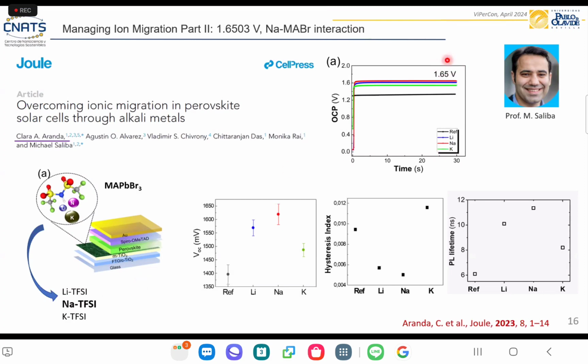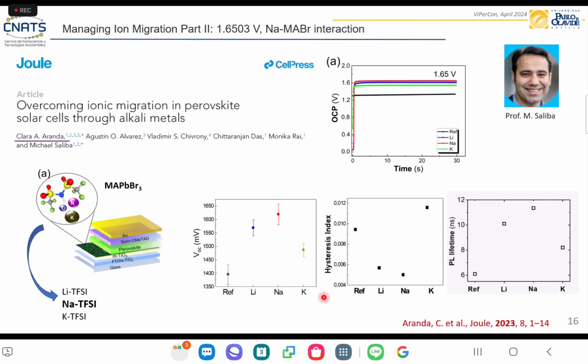And then we obtain a very high VOC in the case of the sodium, 1.65 volts, just by doping the mesoporous TiO2 with the sodium TFSI salt. But we not only have a very high voltage, we also have a clear trend. We have the lowest VOC for the reference cells, which means without any alkali metals in the TiO2. Then we go for the lithium, the maximum for sodium, and then the potassium, which is a bit counterintuitive, right?